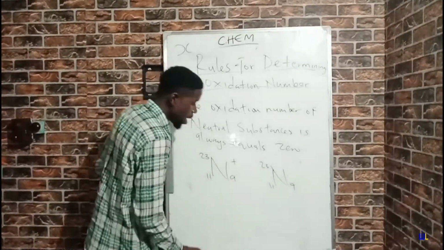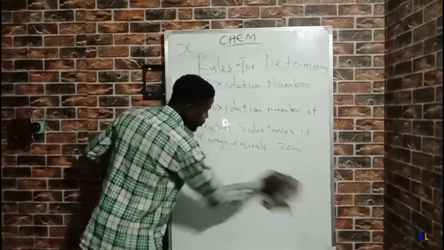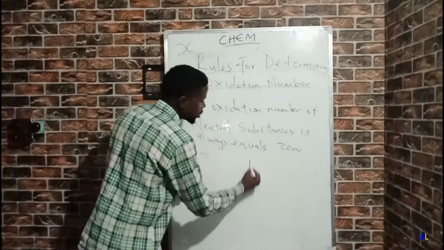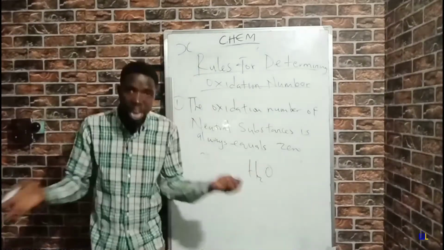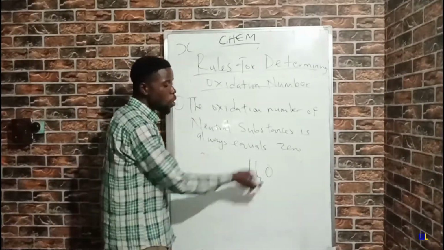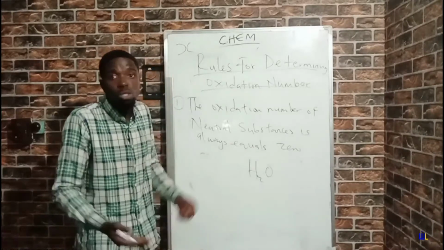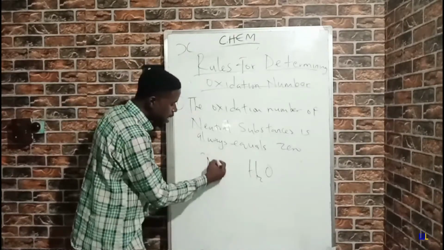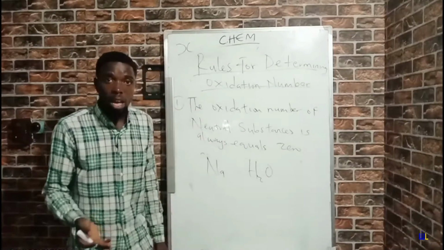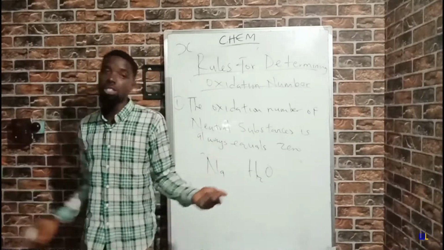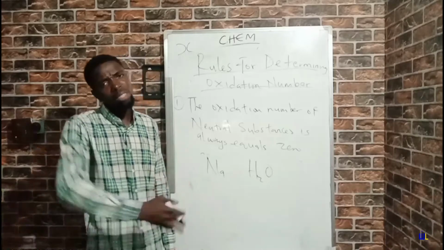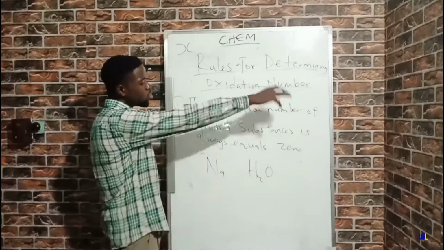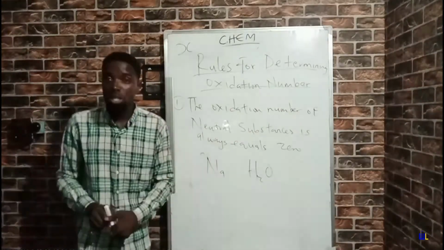So if I have something like H2O, and you notice that I don't have any charge here, is H2O neutral? Yes. So what is the oxidation number of H2O? It equals 0. I have Na and I have no charge here, and because there is no charge here, the implication is that the oxidation number also equals 0. Quite simple. Rule number 1, take note of that. The oxidation number of neutral substances is always equal to 0.